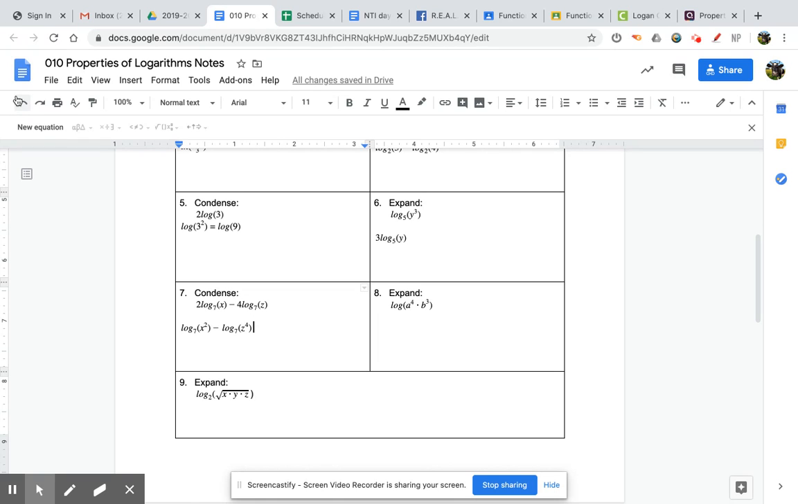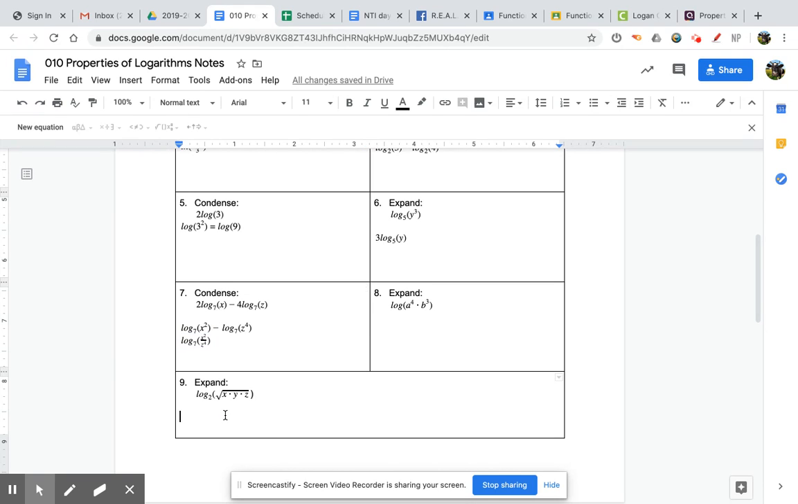There's a minus in the middle here. Well, if I remember my exponent rules, subtraction pairs up with division. So my very last step here to put these together, to condense them, is to divide x squared and z to the 4th. Okay? And to do that, I'm going to create a fraction. So I have x squared over z to the 4th, and right there, I'm done. There is nothing else I can do with that expression. Okay?